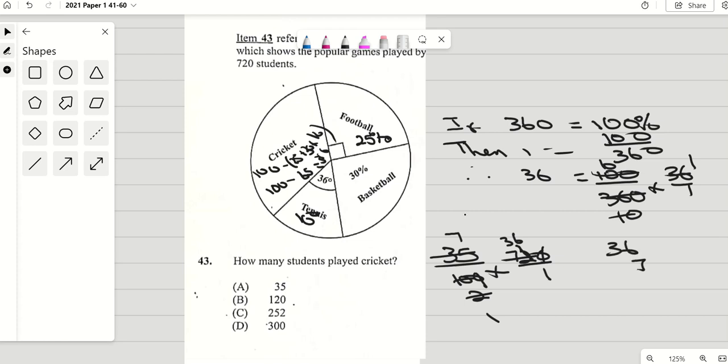Let's multiply it. 7 times 6 is 42. 7 times 3 is 21. 21 plus 4 is 25. Right? So your answer is C.